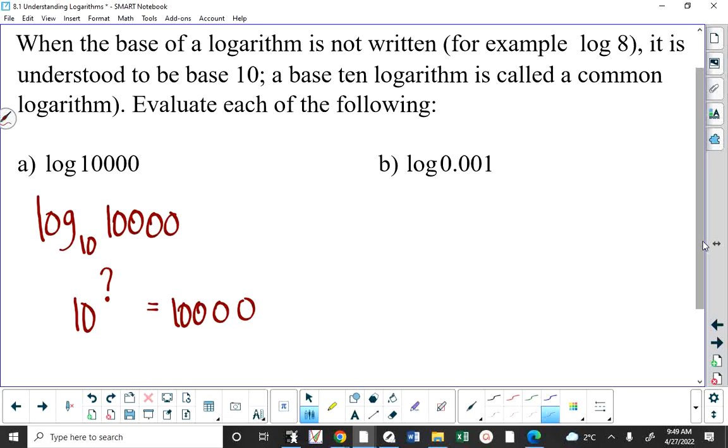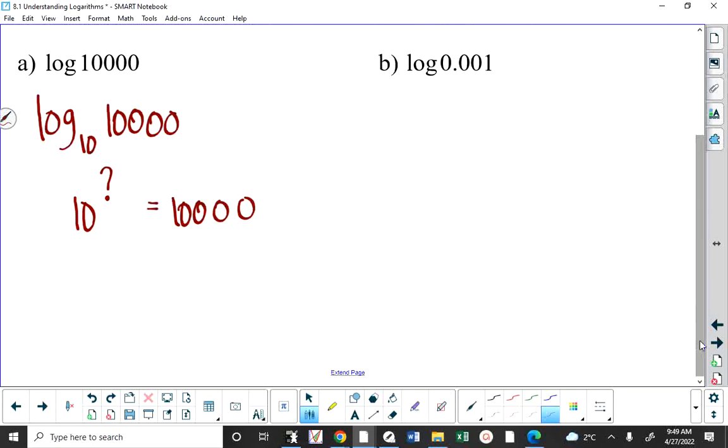There's another group of students that have to go a little bit further and say, I'm going to write these with a common base. And I can write 10,000 as 10 to the, and it's at this point in time that everybody should clue into the fact that the answer is 4. Because 10 times 10 times 10 times 10 is 10,000, which means 10 raised to the 4 is 10,000. So this is equal to 4.